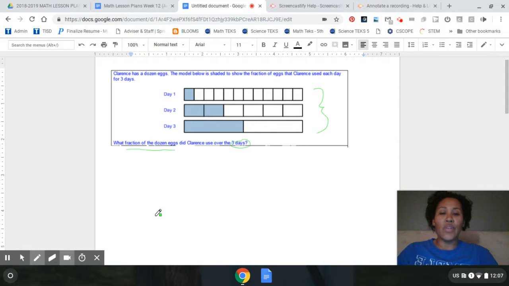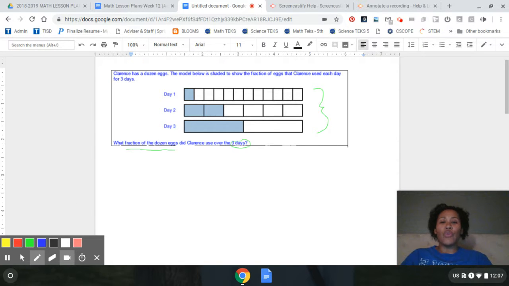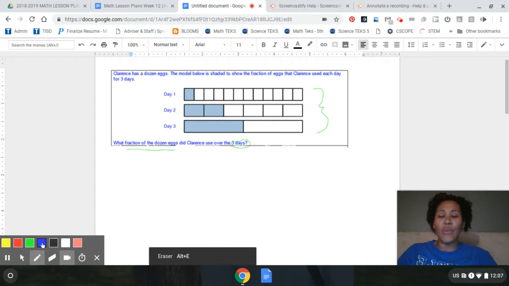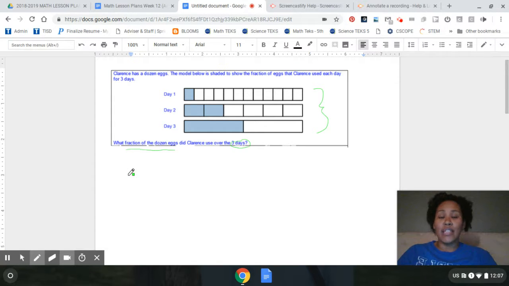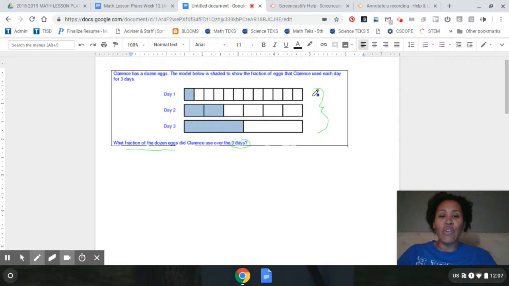We have day 1, day 2, and day 3. If I know that I want to know the total over the 3 days, we know we're going to be adding and putting these numbers together. Before we can do that, we need to figure out what the numbers are. And it does tell us in the main idea that we are dealing with fractions. So let's go up to the very first model and figure out what we have there.